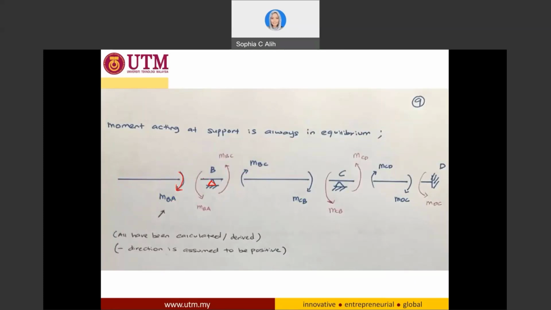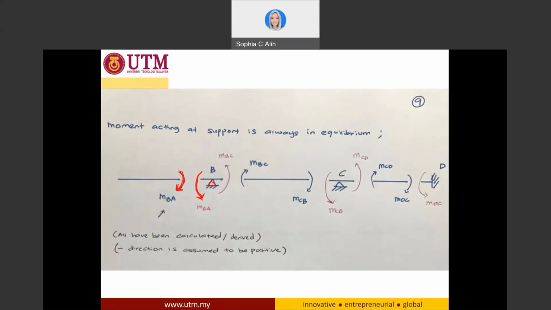connection between the member and the support, you will have another moment which is acting in the opposite direction but of similar value. So in other words, if I have at this point a positive moment MBA, I will have in here a negative value of the same moment MBA. So in here, clockwise direction, in here at the other end is the negative direction.